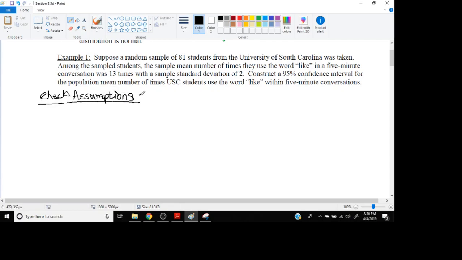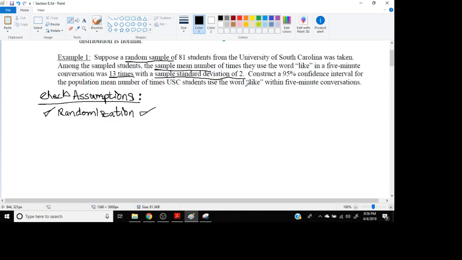All right. Because it says a random sample here, I know that I satisfy the assumption of randomization. So that checks off, right? There is nothing in this write-up, this scenario, that says that my population is normally distributed, right? I'm given the sample mean number of times that they say "like" in a sentence or in a 5-minute conversation is 13 times. And I'm also given the sample standard deviation, which is 2.